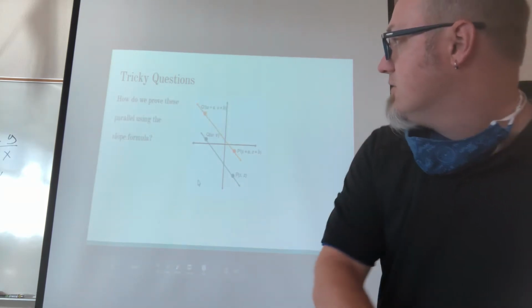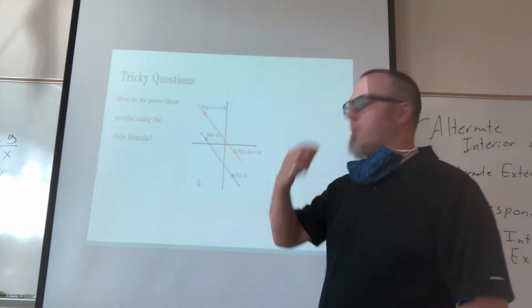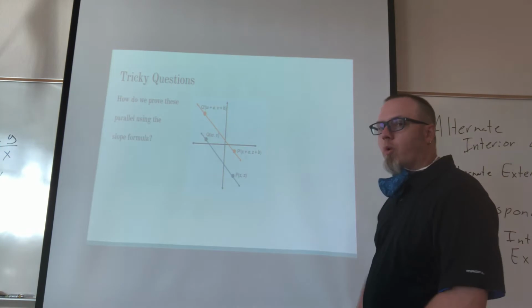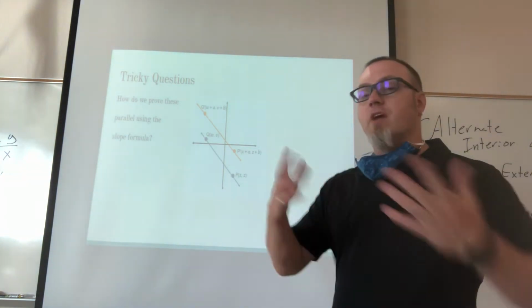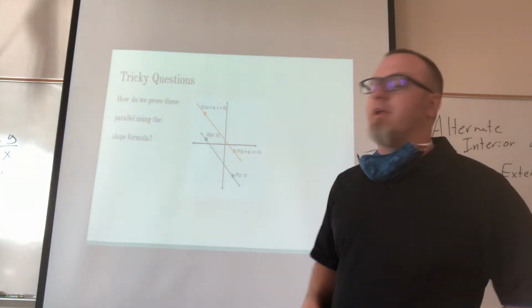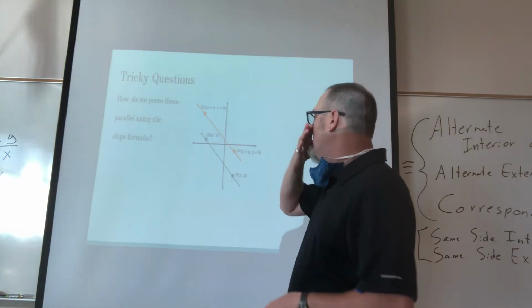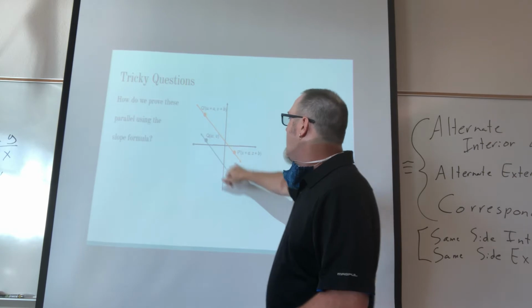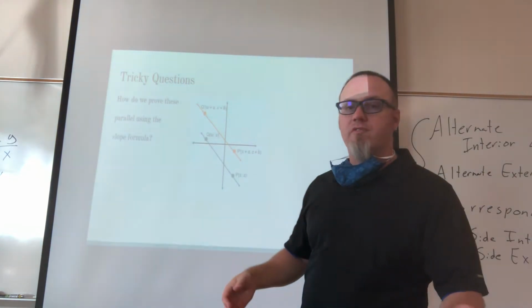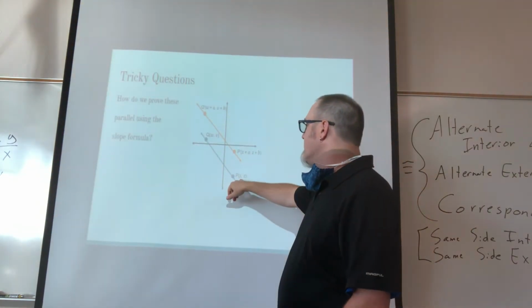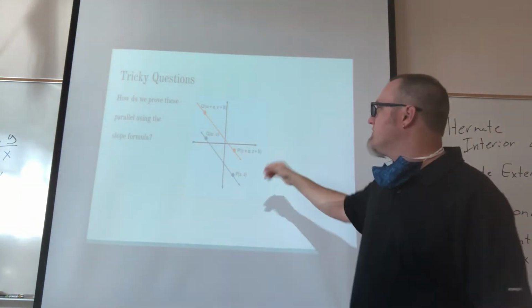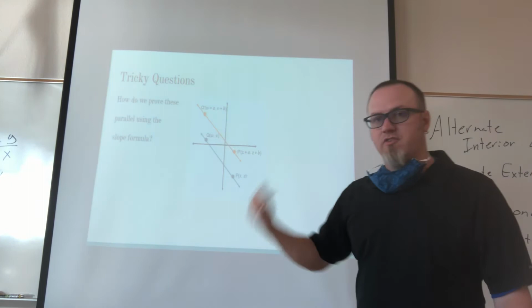Go back. So how can we prove that these are parallel using the slope formula? There's a question like this that's going to show up on some of your quizzes, not everybody's, because it does random questions. On this one, it would be the second y value minus the first y value, so z minus v, over the second x value minus the first one, that's x minus w. So we have z minus v over x minus w.